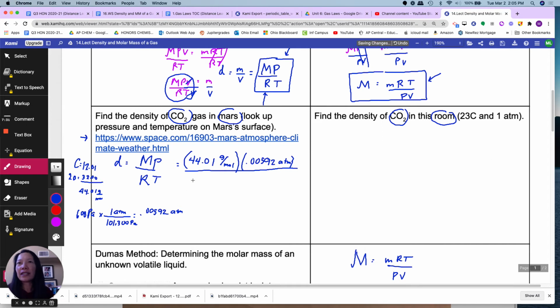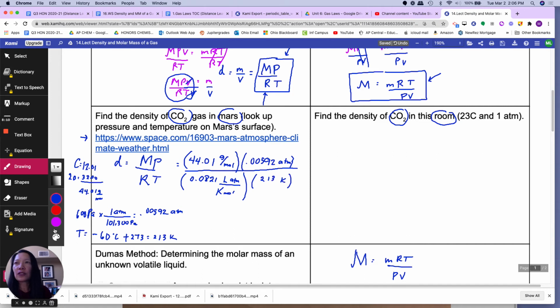Okay. R is 0.0821 L·ATM per K·mole. Okay. Temperature on Mars. I had to look that up, and it was an average temperature on Mars equal to negative 60 degrees Celsius. Okay, I'm going to add 273 to that. Really cold. It's cold and there's no air. Very thin air, but also it's mostly carbon dioxide. 213 K. Right? So write that down here.